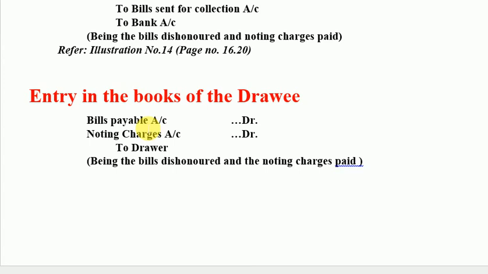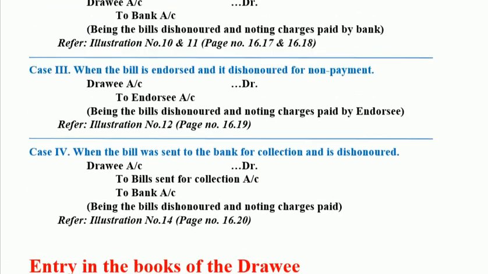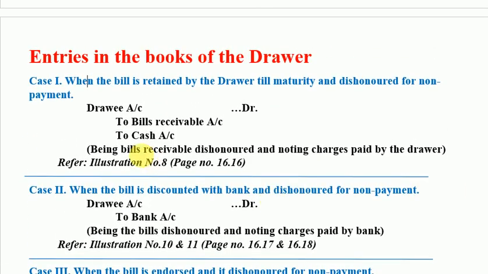So that is all about the entries when the bill gets dishonored in the books of the drawer and in the books of the drawee. Now, one thing is to be taken care of. If noting charges are not there in your question, then this debit noting charges will not be a part of the solution. You just need to remove it. Whenever noting charges come in a question, you have to debit noting charges in the books of the drawee. And in the books of the drawer, I have already told you, in the case when the bill was retained, you have to write it separately to cash account. So if noting charges are not there, this to cash account will not be a part of your solution.